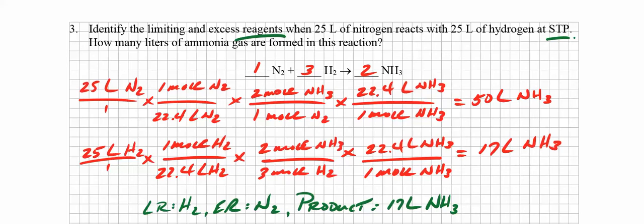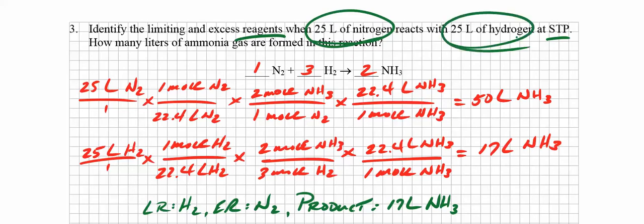So let's start with balancing the reaction. 1 mole of nitrogen gas reacts with 3 moles of hydrogen gas to produce 2 moles of ammonia. That's a 1 to 3 to 2 mole to mole to mole relationship. So let's start with the nitrogen. They're telling me that I'm starting with 25 liters of nitrogen and 25 liters of hydrogen.